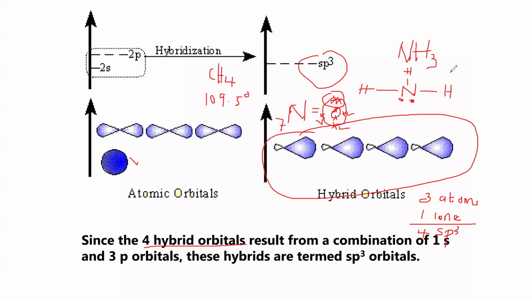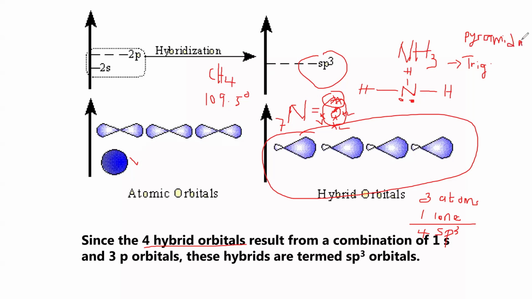But because of the presence of a lone pair of electrons here in nitrogen, the hybridization still remains sp3, but ammonia is not tetrahedral in shape. It is not trigonal, it is pyramidal in shape because of the presence of the lone pair of electrons.